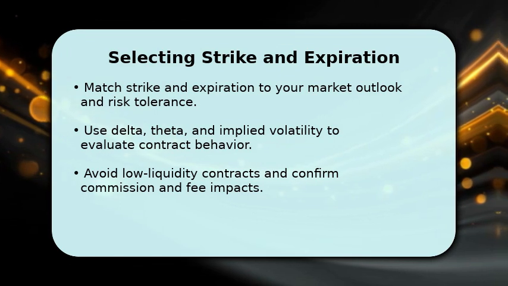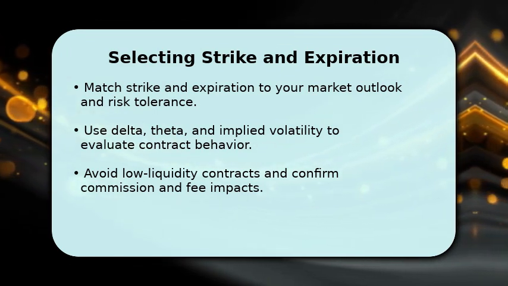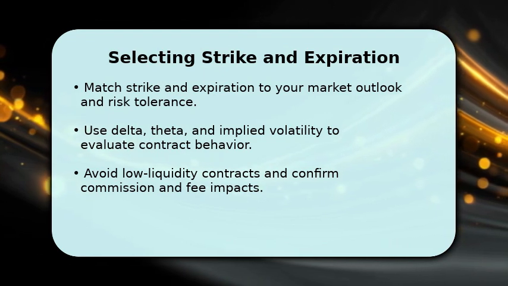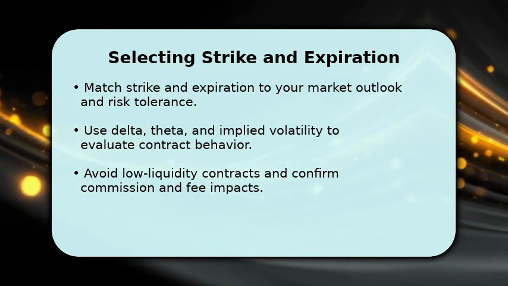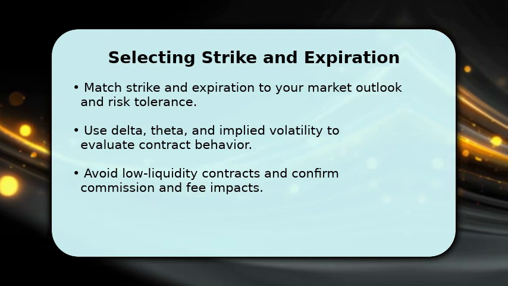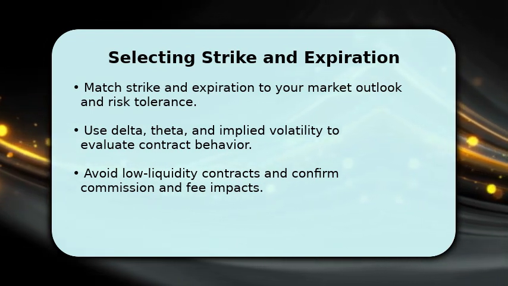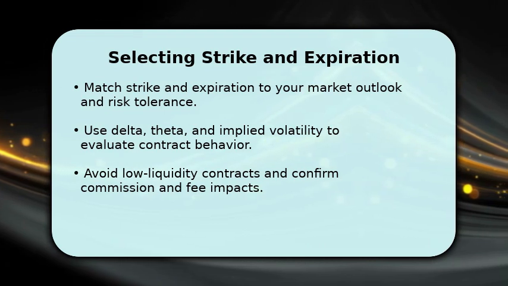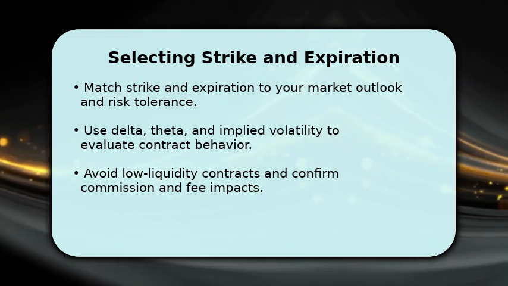Shorter expirations cost less but face faster theta decay, while longer ones cost more but give time. Use higher delta for stronger directional moves and monitor implied volatility spikes near events. Size positions to limit downside and confirm you have sufficient buying power.